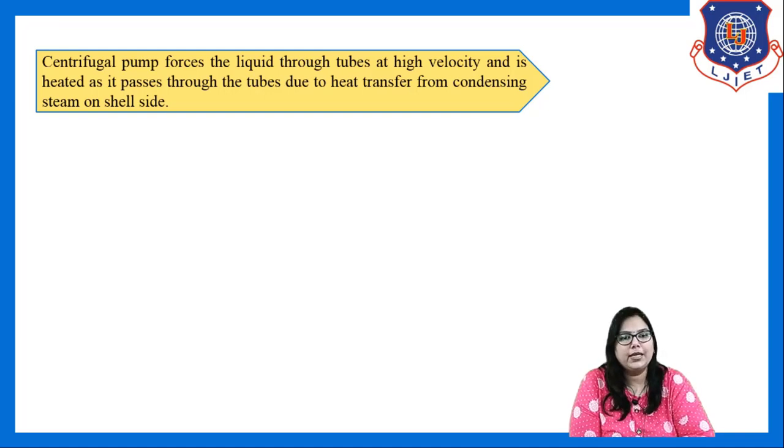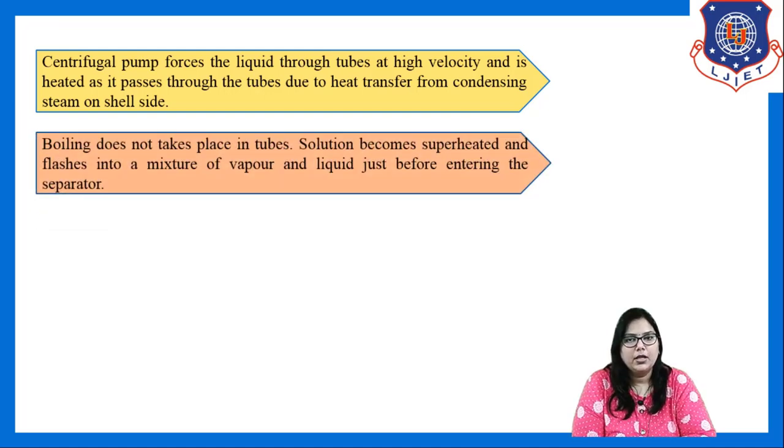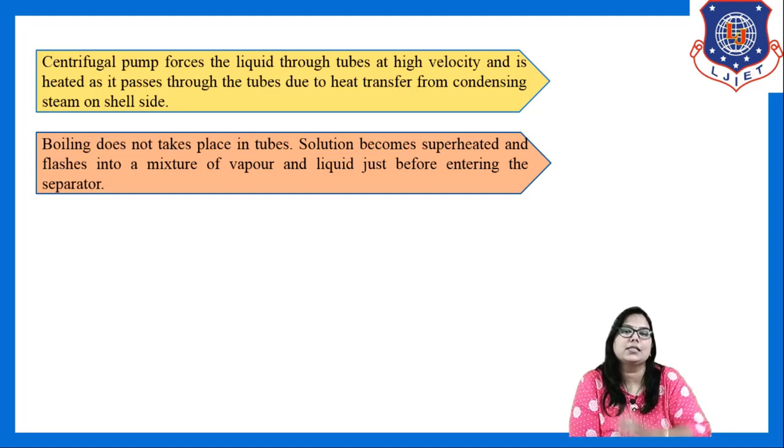So the feed to be concentrated is inside the tube and steam is outside the tube, and heat transfer takes place between the two. Boiling does not take place in the tubes. The solution becomes superheated and flashes into a mixture of vapor and liquid just before entering the separator.